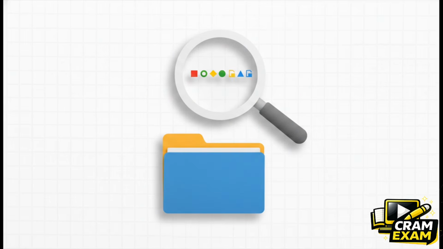S3 is a flat object store, not a traditional file system. Folders do not exist. They are just an illusion created by forward slashes in your object key.